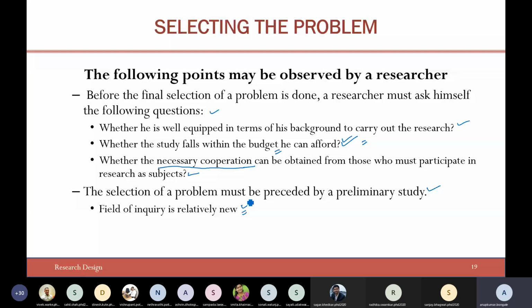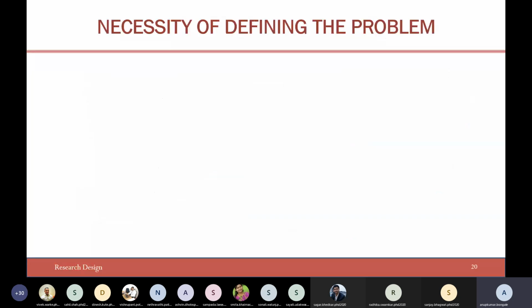So what I can do is give you only the guidelines, but you being the researcher should always think, should I go ahead? What are the implications of it? Pros and cons. Where you could lag. All those questions you should ask yourself, and then you should move ahead. Yeah, necessity of defining the problem.